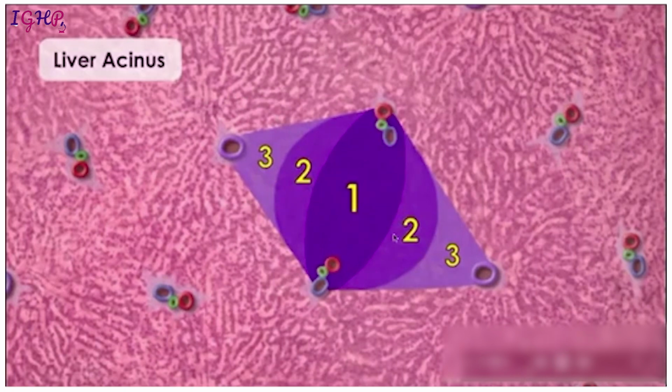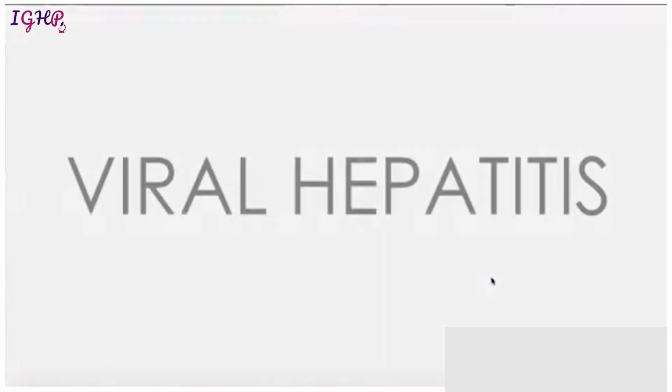So these are the three zones of the liver, and they are named according to the supply of blood which is coming from the portal tract towards the central vein. So that is the flow of the blood.